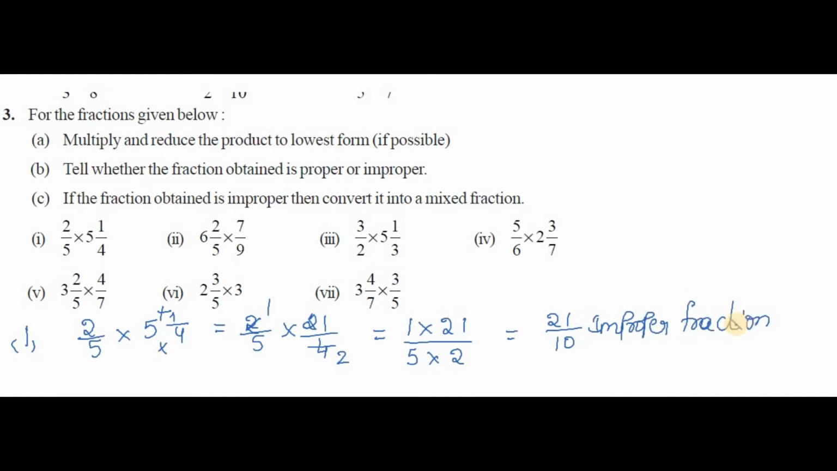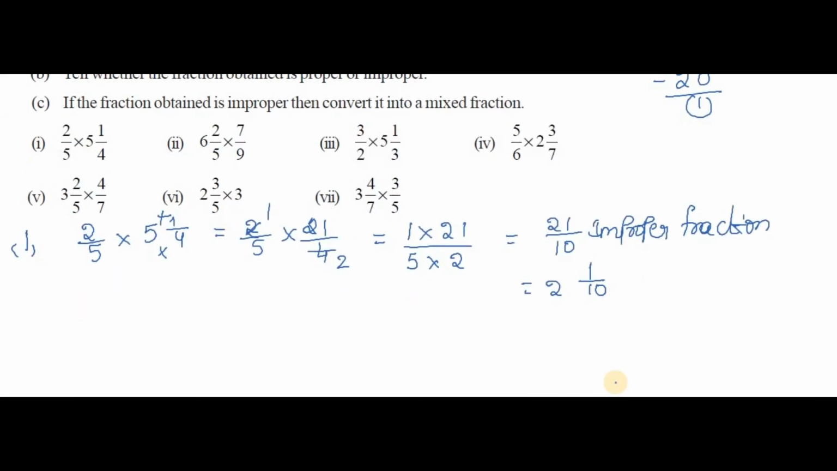He asked us in the question, if it is improper, just try to convert it into mixed. So 10 table, 21 will not come, smaller than that 10 2s are 20. So we can write this one as 2 1 by 10. So this is what he asked here.